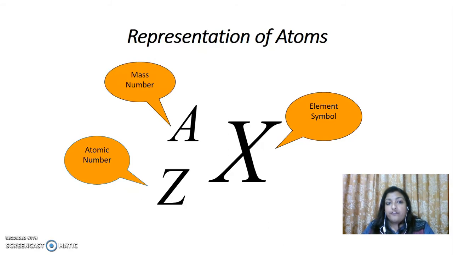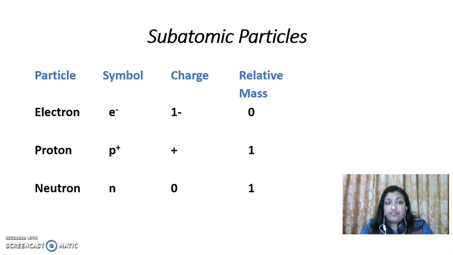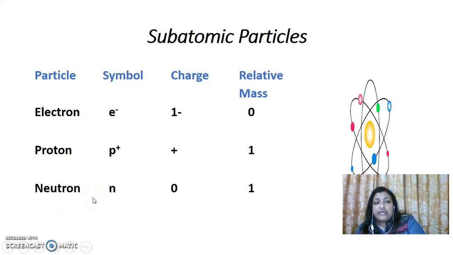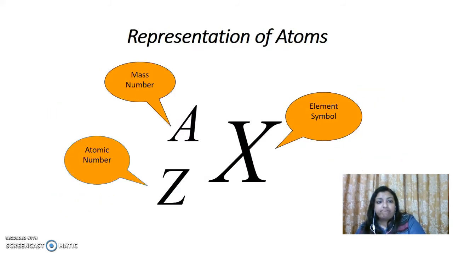That is the sum of your protons and your neutrons. So the addition of your protons and neutrons will give your mass number. And your atomic number, as I told you, is your proton number. So that's how you get your values for the element. This is the basic information that I wanted to give you, which you've already learnt.